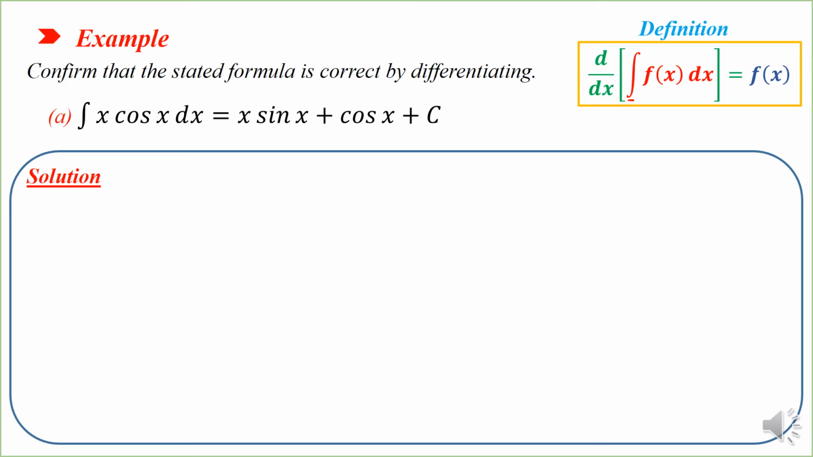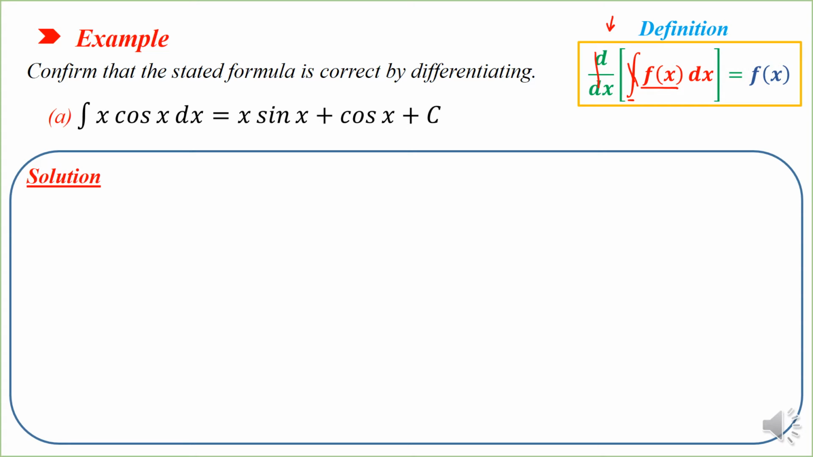Now if you want to cancel the sign of integration, you have to take the derivative for both sides. This is what the definition tells us here. If you take the derivative of the integration, you will get the inside function. So we can say that the derivative kills the integration, then you will get the inside function f of x.